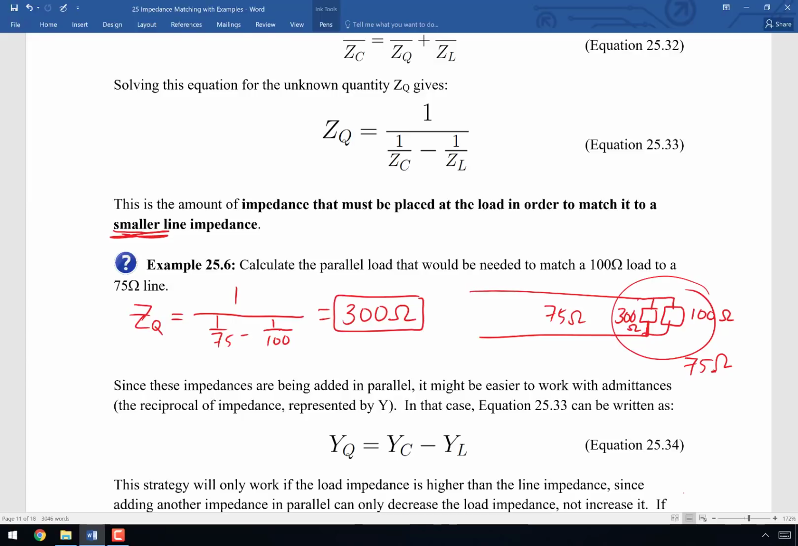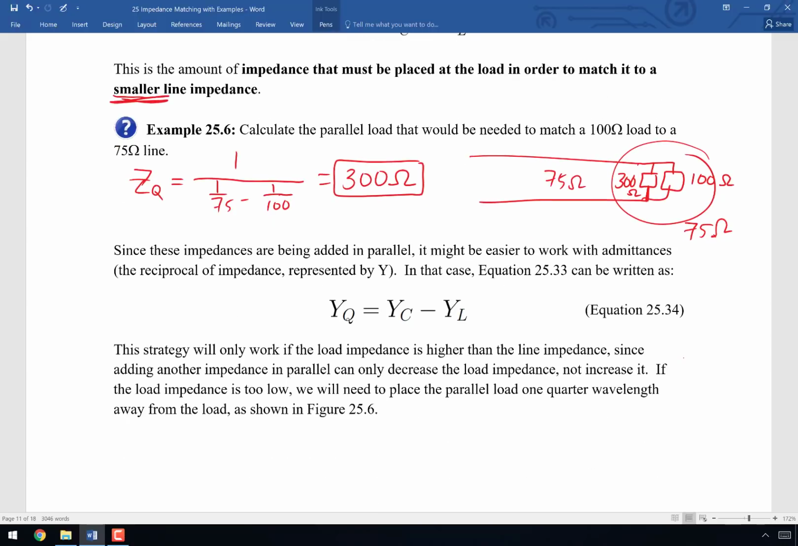You can also do this again in terms of admittances. I just wanted to point this out because when we work with Smith charts in chapter 26, we're going to be working largely with admittances. So that strategy again will only work if the load impedance is higher than the line impedance.